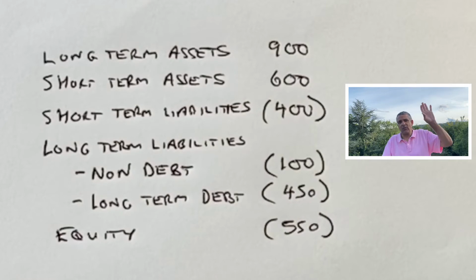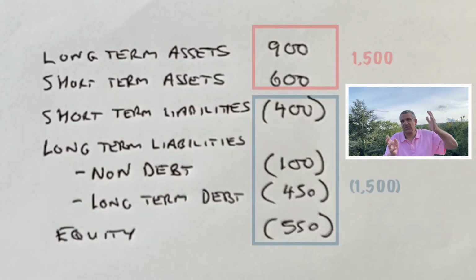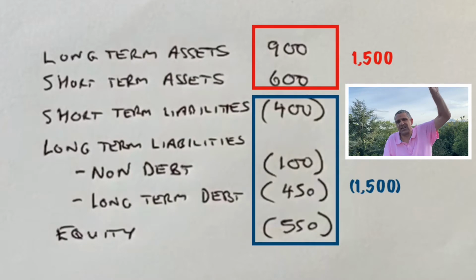And of course, it's called a balance sheet because it's two halves that balance. The total assets, in other words, the long-term and the short-term assets, are funded by a combination: the total of the short-term liabilities, the long-term liabilities, and the equity.